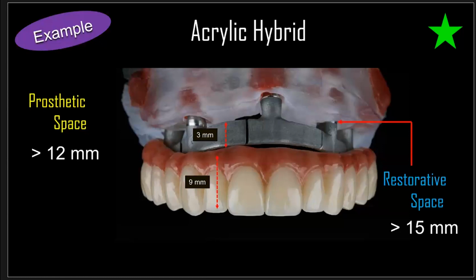And then lastly, we need the space for the patient to clean underneath the bar. So a lot of people kind of forget about the tissue. We have our biologic width of 3 millimeters that is the reason why the difference between the restorative space and prosthetic space is that 3 millimeters.